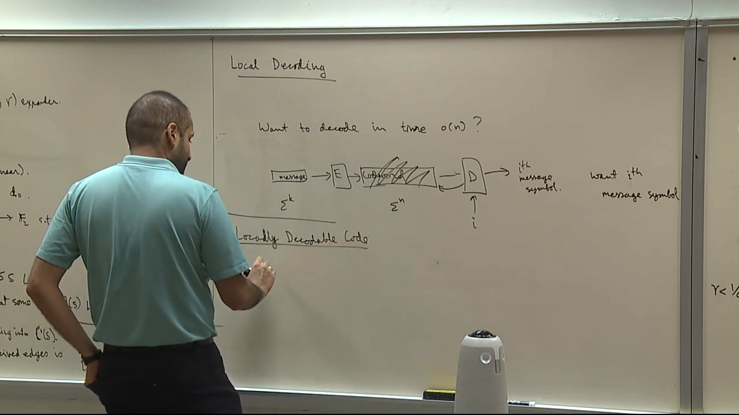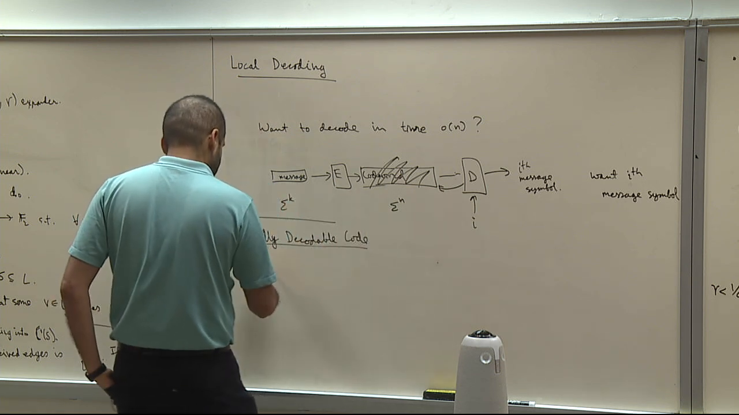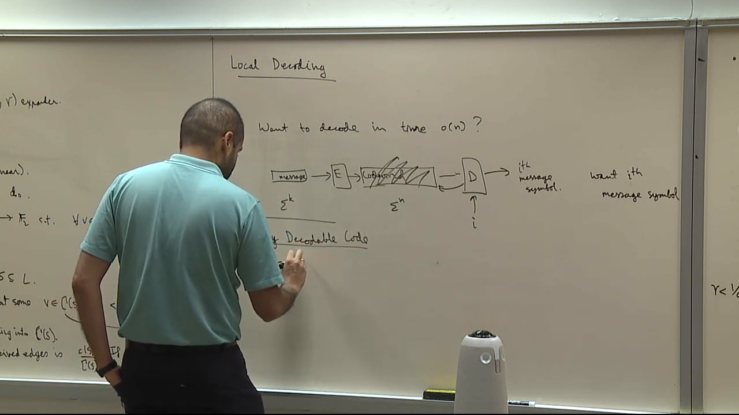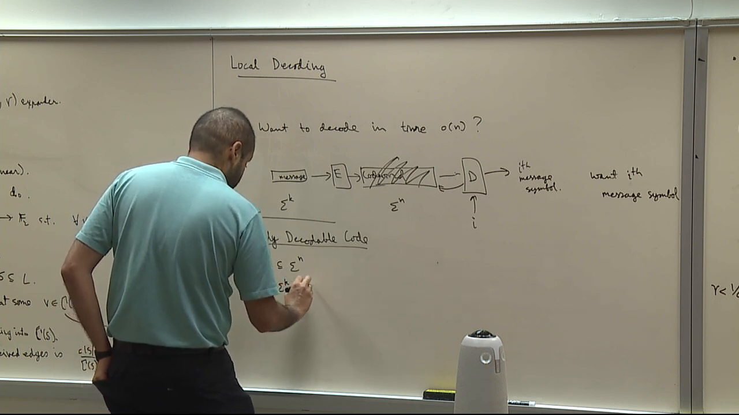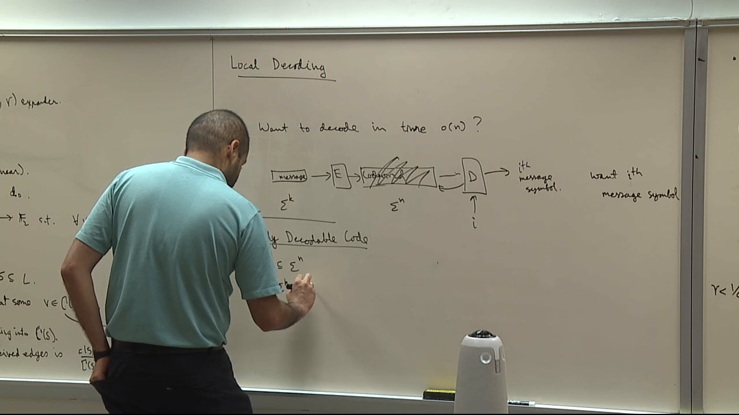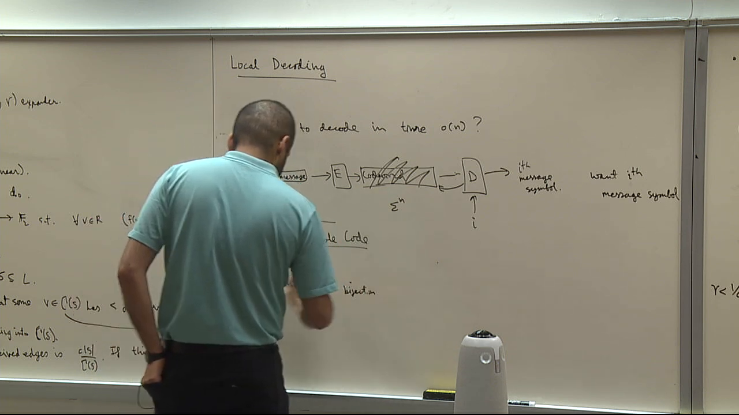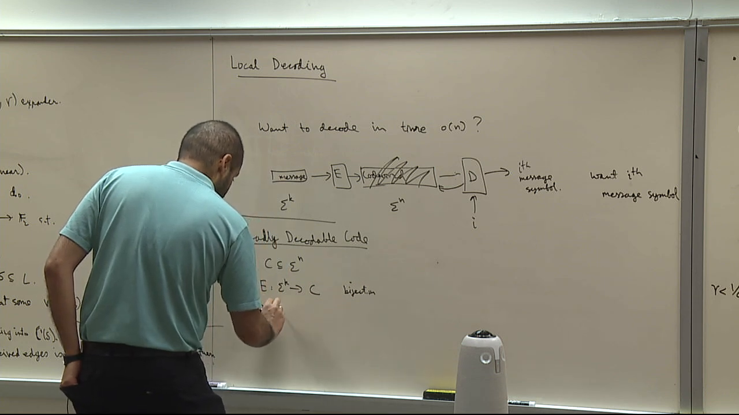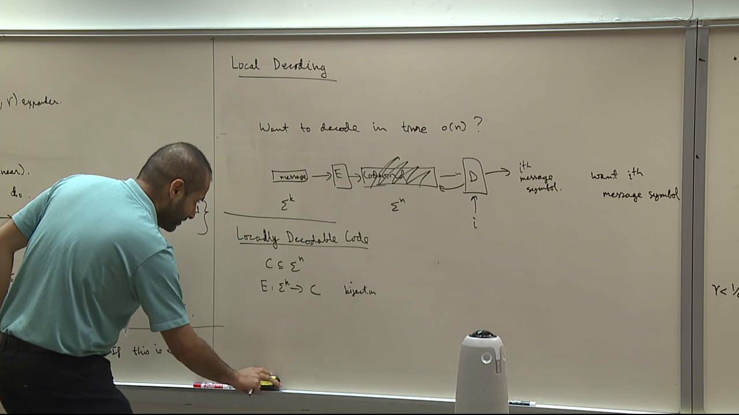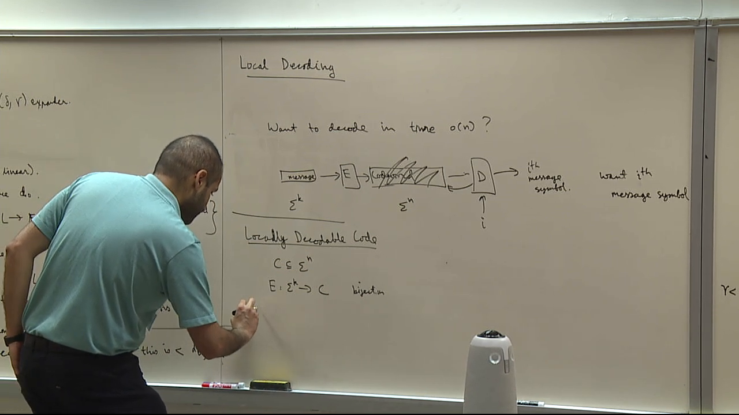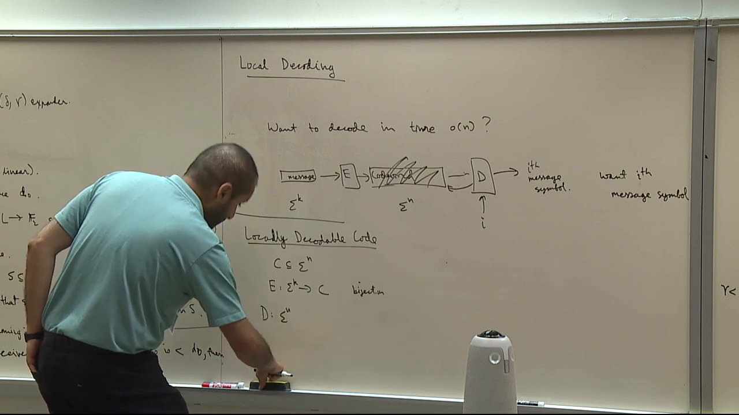Okay, so it comes with an encoding map and a decoding map. It's a subset C in Sigma to the n, a map E from Sigma to the k to C. This is a bijection, and a map D. The decoding map takes Sigma to the n, but it's actually oracle access.